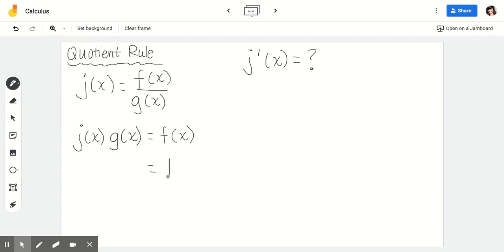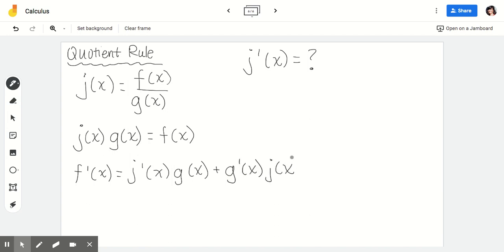So the derivative of f of x comes from using the product rule for j of x times g of x. So I have the derivative of j of x times g of x plus the derivative of g of x times j of x. Now remember that our goal here is to find out what the derivative of j of x equals. So we want to get this derivative j prime of x all by itself. That's just going to require some algebra.